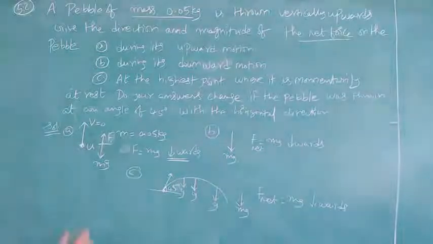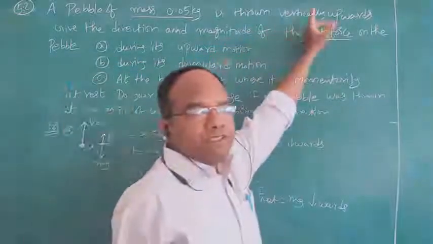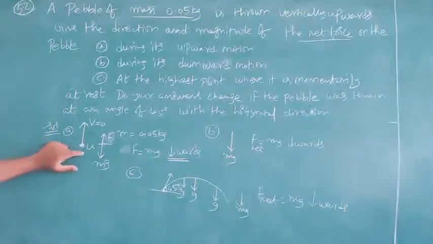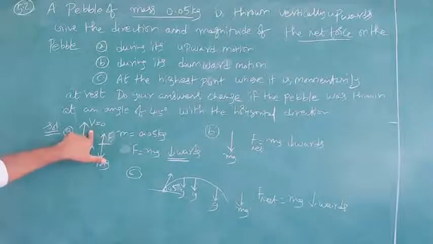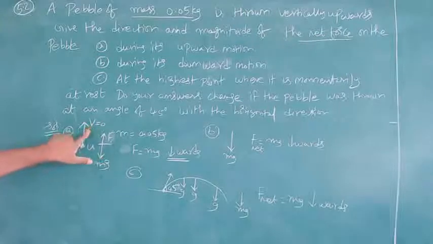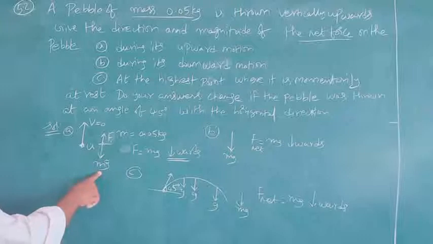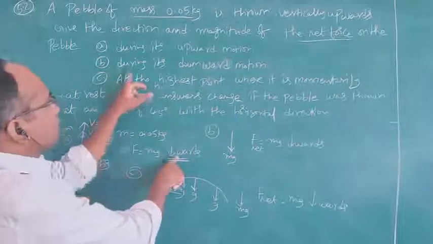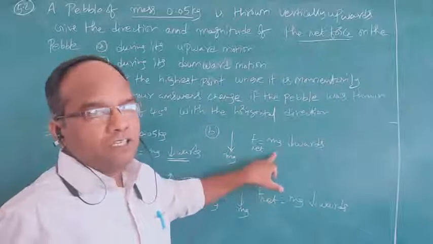Once again, a pebble of given mass is thrown vertically upwards. Its initial velocity is u, and when it goes up, its final velocity is 0, up to where we can't see. Again it comes down, so it is acting under the acceleration due to gravity. So F is equal to mg, acting downwards. During its downward motion, same thing: F is equal to mg, acting downwards.